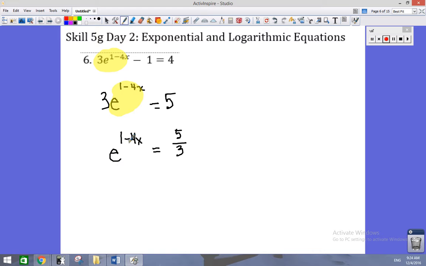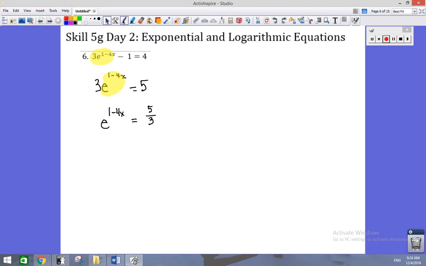this e raised to this power and the natural log of e, because they're inverses, we can immediately write this as 1 minus 4x. So if I take the natural log on the left hand side, then I have to take the natural log of the right hand side to balance the equation. And like I say, I know that this natural log is base e. Well, when this base and this base are the same, I get this input of 1 minus 4x on the left hand side because they're inverses.